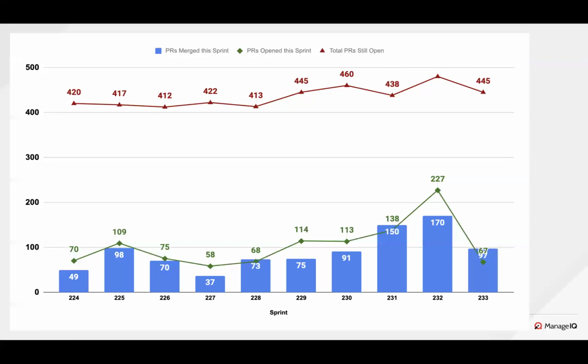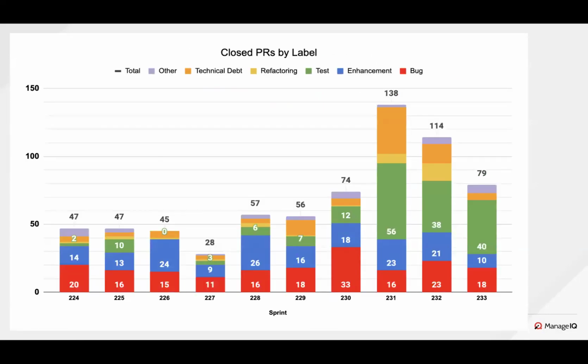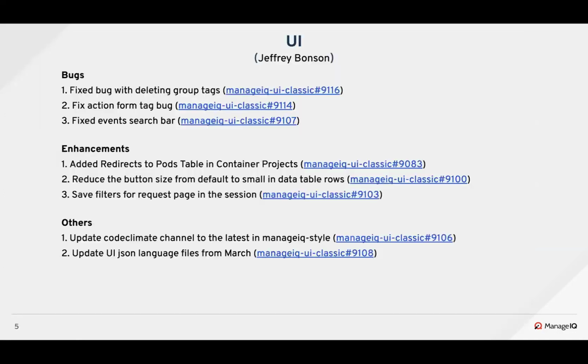As you can see, this week we had 97 PRs merged this sprint. Quick note, apparently our chart wasn't updating correctly. So last sprint, it was only showing 231, and that's why the numbers were all off. So this has now been fixed in these charts. And if we head over to the closed PRs by label, you can see it was mostly tests, but some bugs and enhancements. And over to Jeffrey.